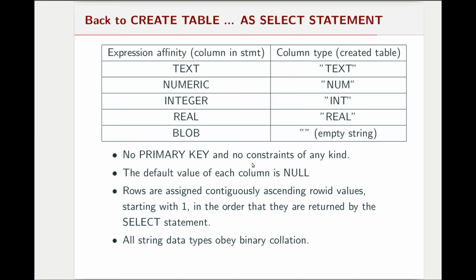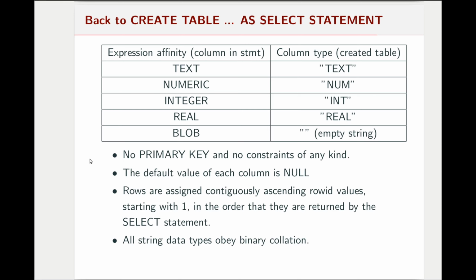This column here represents the type affinity of the existing table, in this case our student table, and the column here represents the type affinity of the created table, that is S2 in our case. So here's how things match up. If the original column affinity was text, then it's going to be text. If it was numeric, then it's going to be numeric again. If it was integer, it's going to be integer again. If it's real, then it's going to be real. If it's blob, then no affinity is going to be carried forward. It's basically going to be a blob, right?